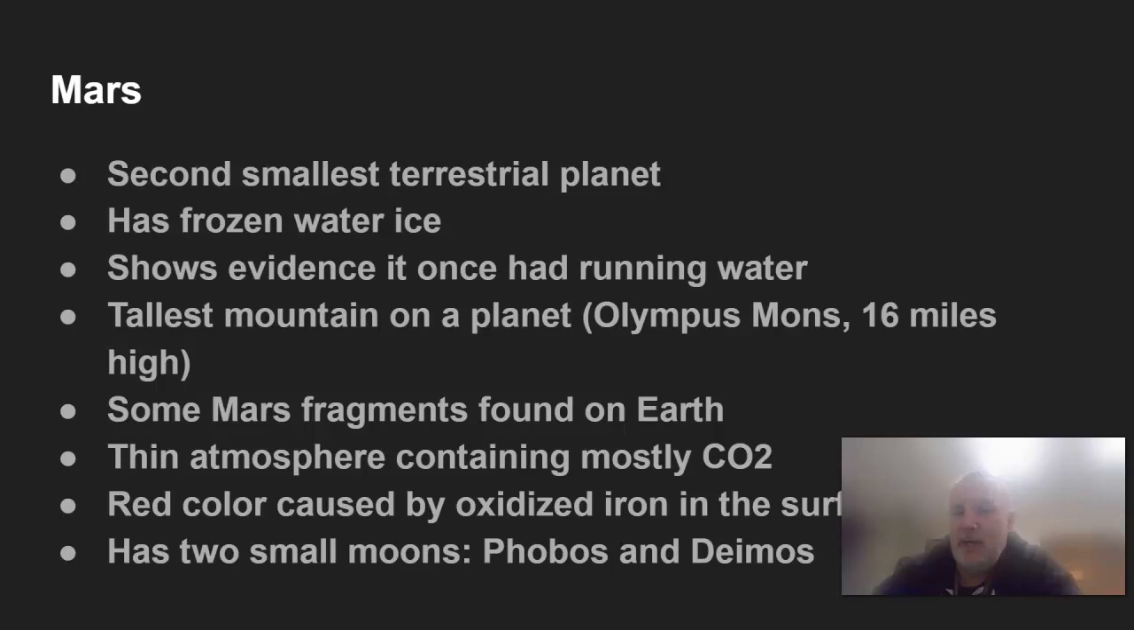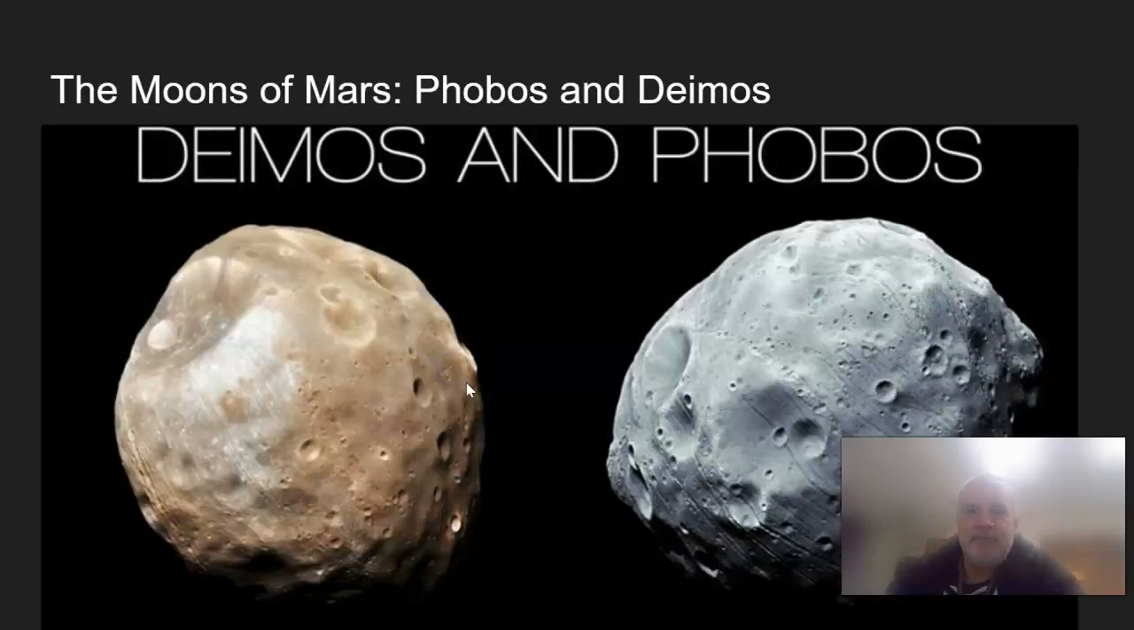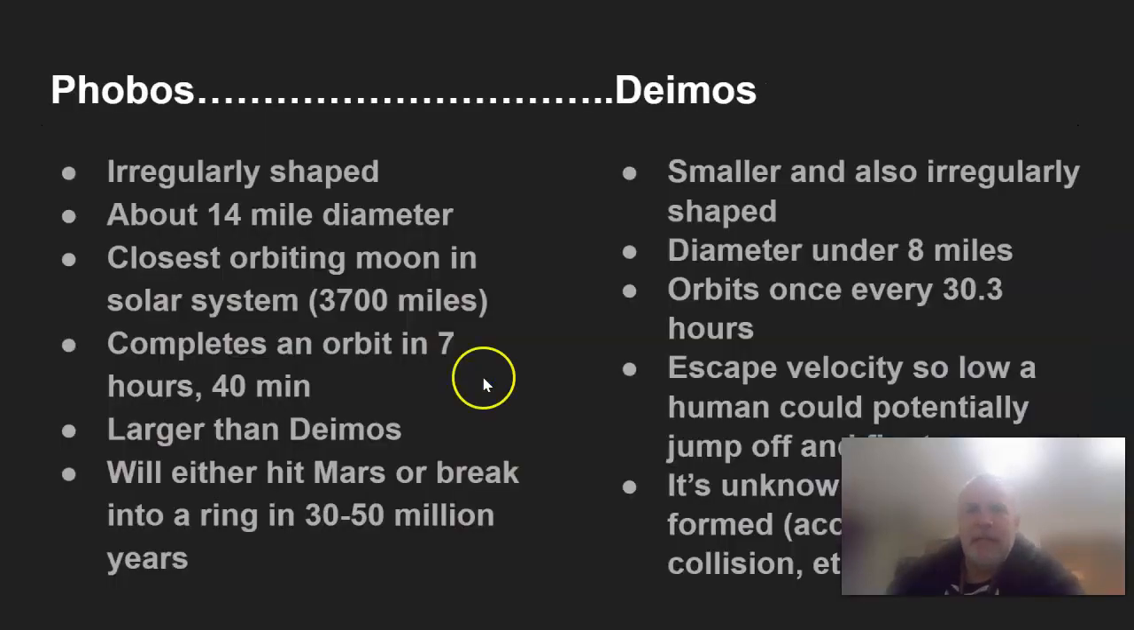It has a red color caused by oxidized iron in the surface. That's why we call it the red planet, because it has what looks like rust in the surface rock. And it has two very small moons called Phobos and Deimos. So we'll look at those just a little bit.